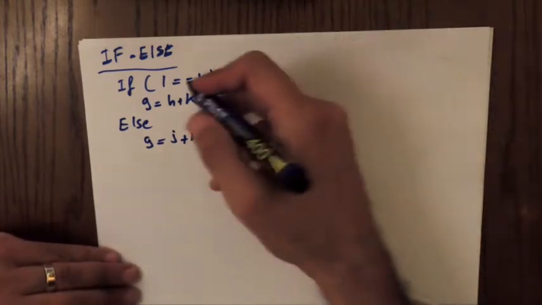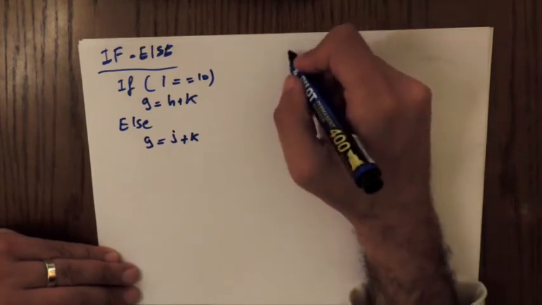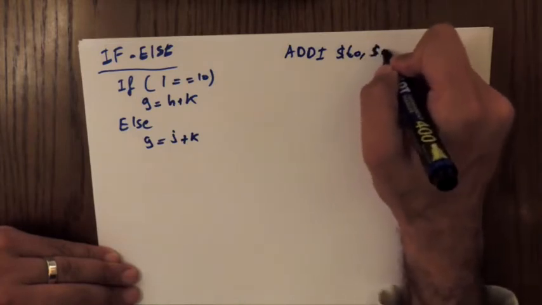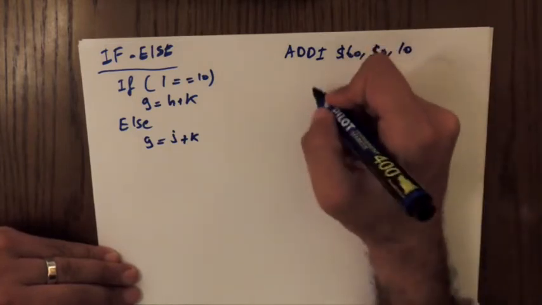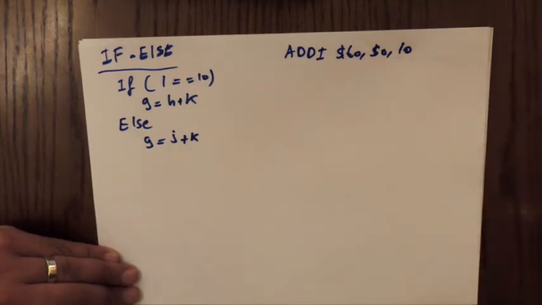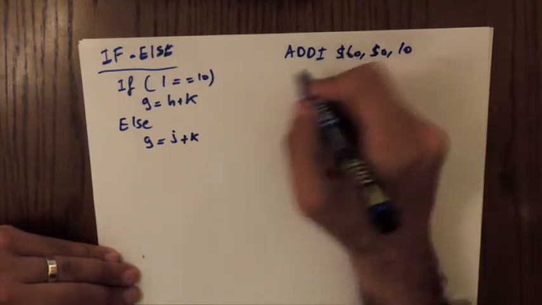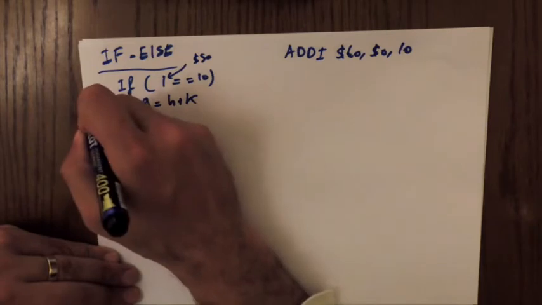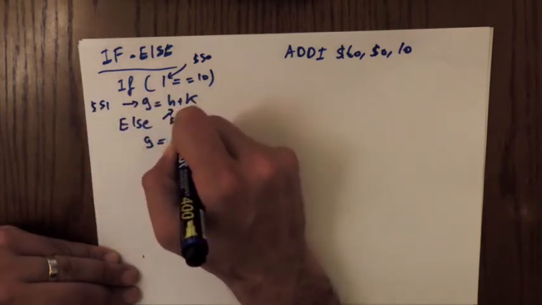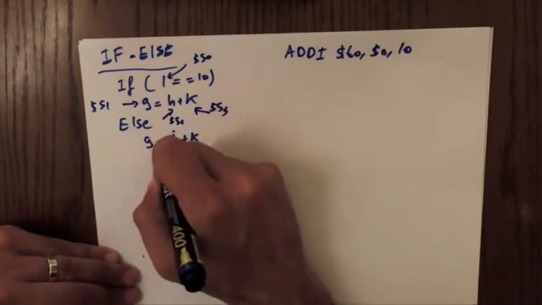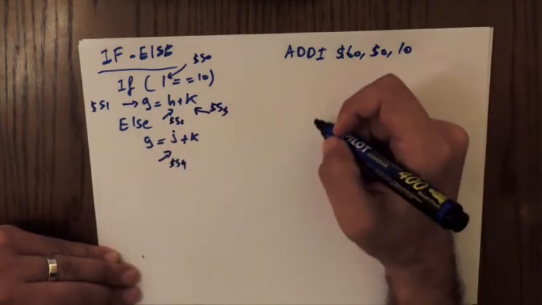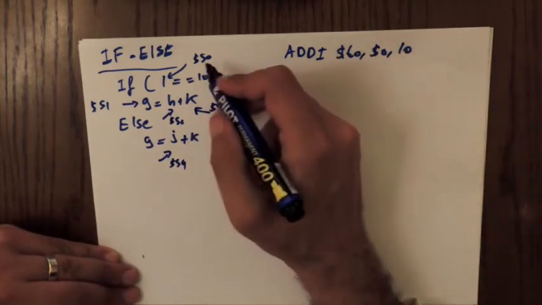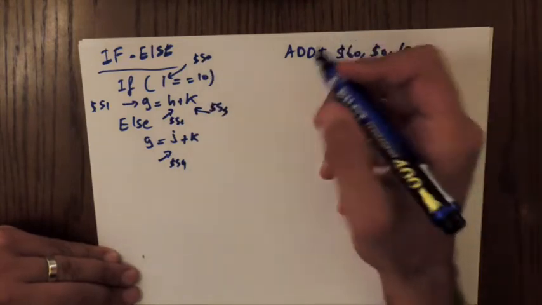So first I need to store this 10 somewhere in a dummy variable. So I'm gonna initialize it to T0 or 10, and then I need to test it. So I'm gonna say, let's say I is S0, this is S1, this is S2, S3, and this is S4. So of course I need to assign each variable to a register.